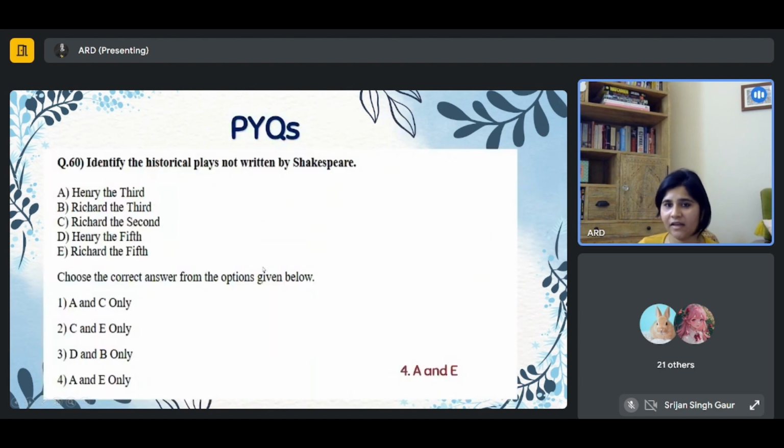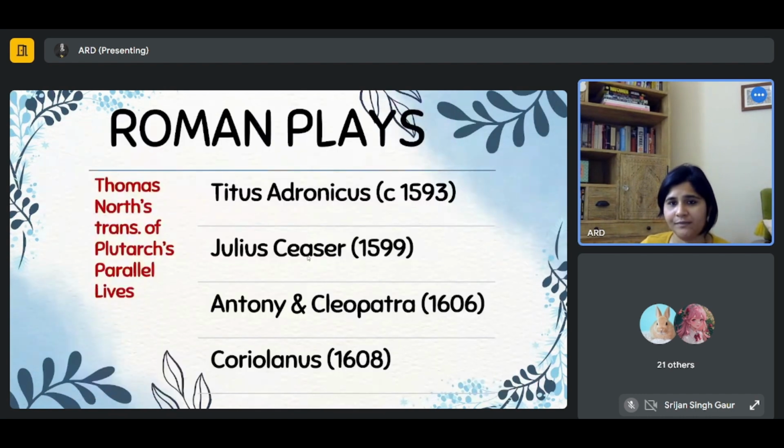Like this we can remember, and then we can come to this answer, that it's A and E. So A and E he did not write. Henry III he did not write, and Richard V he did not write. He started with Henry IV. Henry VII did not write. It ends at Henry VIII, and Richard only two, Richard II and Richard III. Okay, is it making sense? Yes, ma'am. And then another play, King John, of the earliest English king.